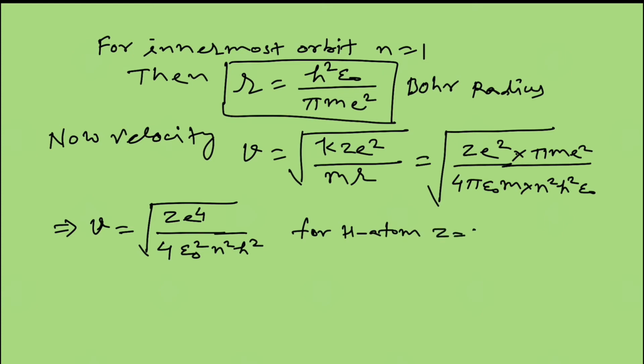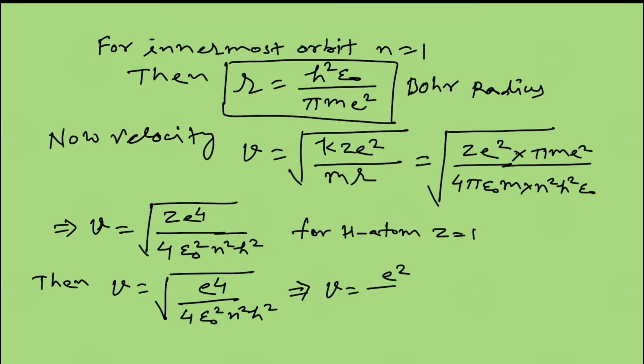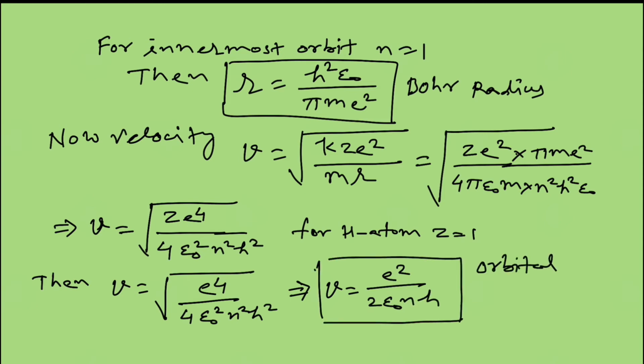For hydrogen atom, Z is equal to 1. Then v is equal to under root e power 4 upon 4 epsilon naught square n square h square. So, v is equal to e square upon twice epsilon naught n h. This is the orbital velocity of the revolving electron.